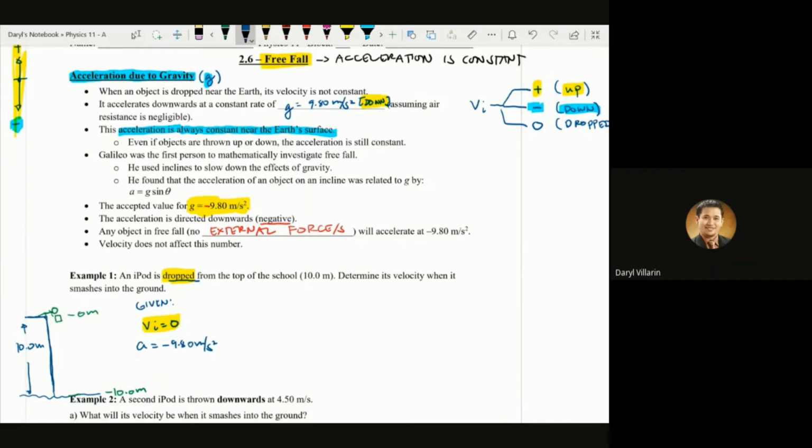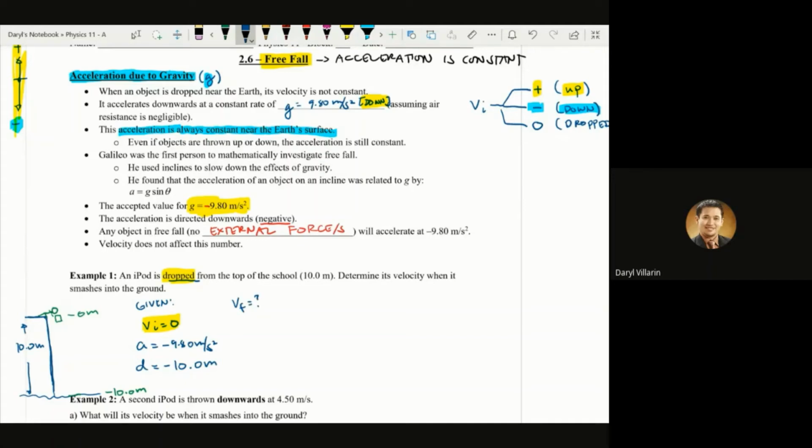And we have delta D, in this case, 0 to negative 10 is just negative 10. In our displacement equation, we just use the symbol D. So we just use the simple D in this case. So this is negative 10.0 meters. And we want to solve for the final velocity.